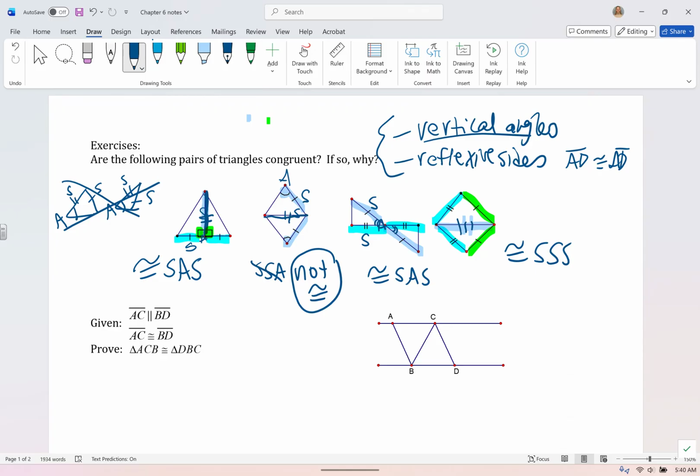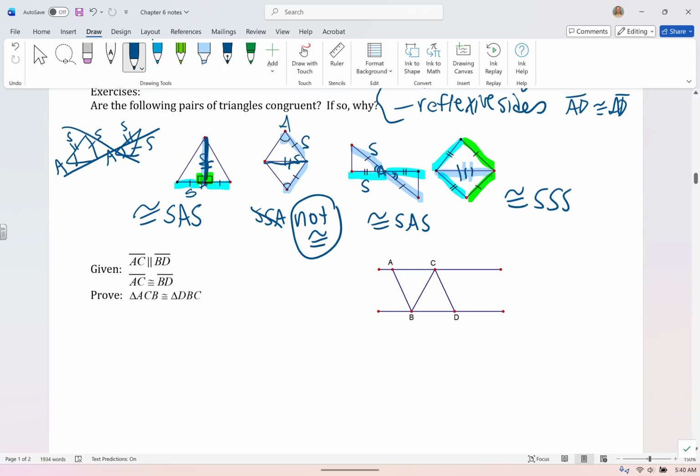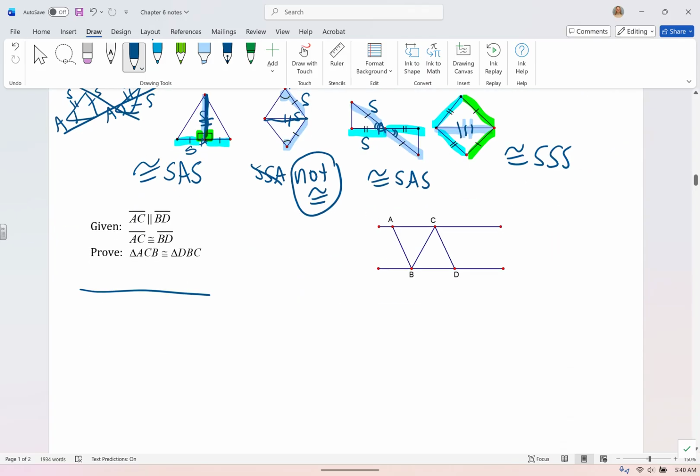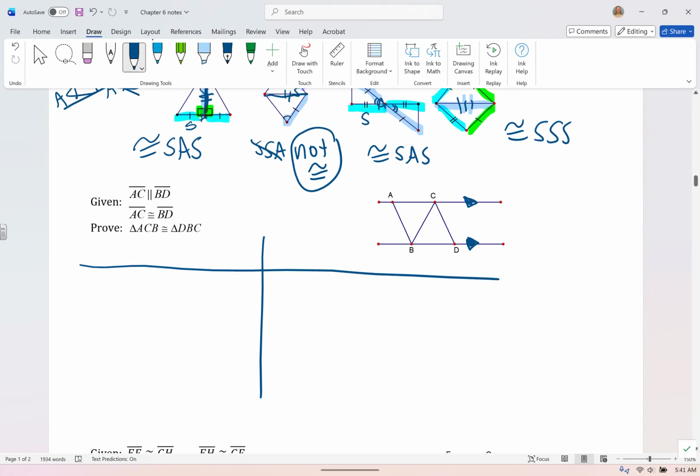Now we're going to make some proofs. And notice this doesn't have any steps given yet. Okay, so we're going to practice writing our own proofs today, which is a good thing. Given that AC is parallel to BD, so we're going to mark it with two arrows. And also we are given that segment AC is congruent to BD. Mark it on your diagram so you can see it.